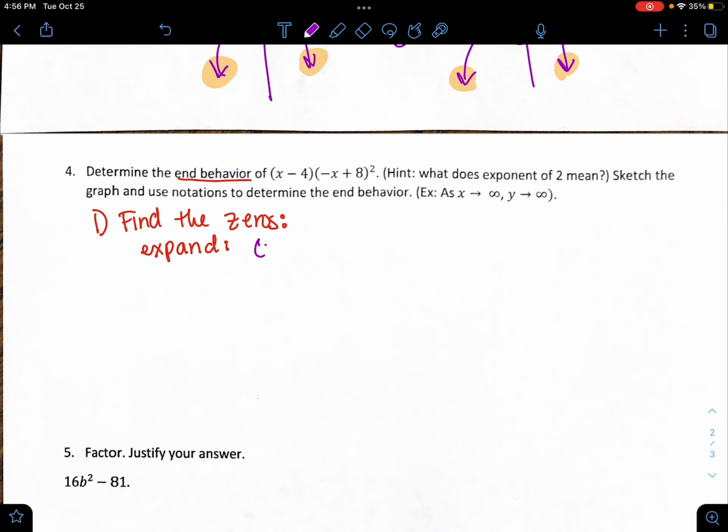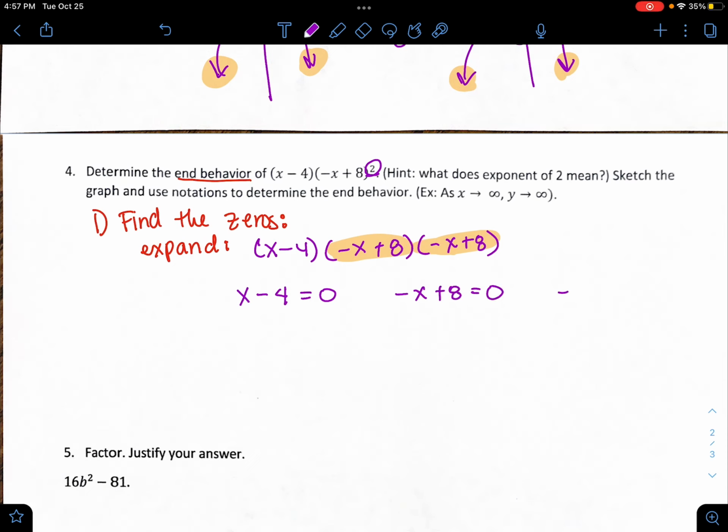So that would be x minus 4, negative x plus 8 times negative x plus 8. Okay, because these two are the same. And then to find the zeros, we have to set each equal to 0. x minus 4 equals 0. Negative x plus 8 equals 0.